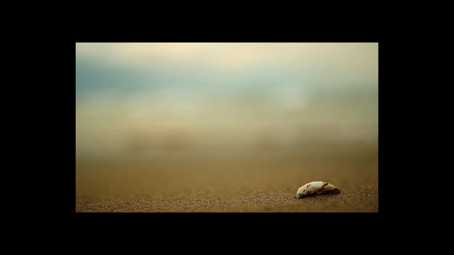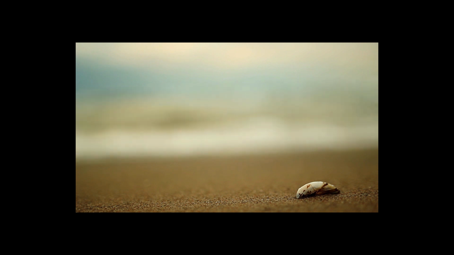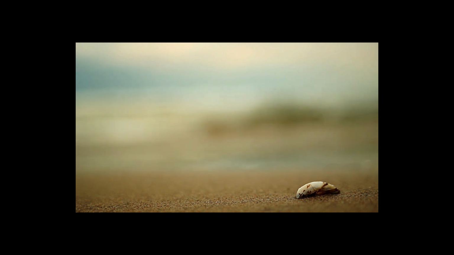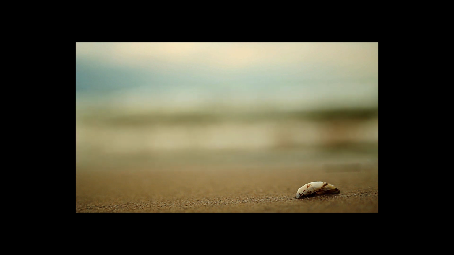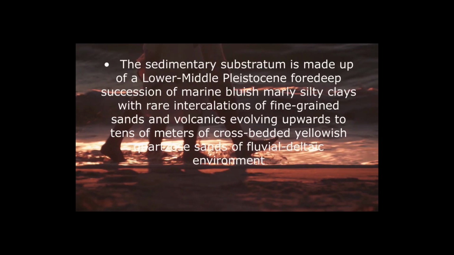The sedimentary substratum of the volcanic edifice outcrops south of Mount Etna and locally along the Ionian shoreline, at the front of the Sicilian Fault and Fold Belt. It is made up of a lower-Middle Pleistocene succession of marine, bluish, mostly silty clays with rare intercalations of fine-grained sands and volcanics, up to 600 meters thick, evolving upwards to tens of meters of cross-bedded, yellowish quartzose sands, locally named Terre Forti, of fluvial-deltaic environment.